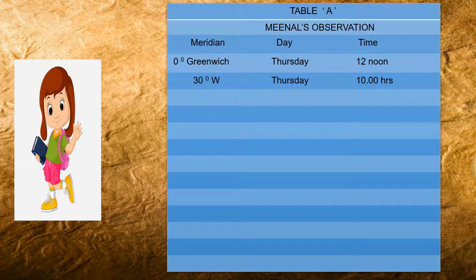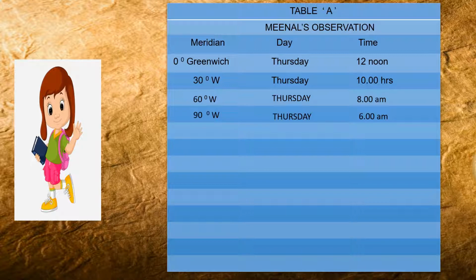So from the 0 degree meridian she moved ahead towards the 30 degree west meridian. Again it was Thursday and the timing was 10 o'clock in the morning. Further, she moved ahead towards the 60 degree west meridian, again Thursday, and the timing is 8 a.m. in the morning. As all of you know, again here 2 hours differences that we already calculated in a previous slide. Now after 60 degree west meridian, she entered into the 90 degree west meridian. So that is Thursday 6 a.m., that is 6 o'clock in the morning.